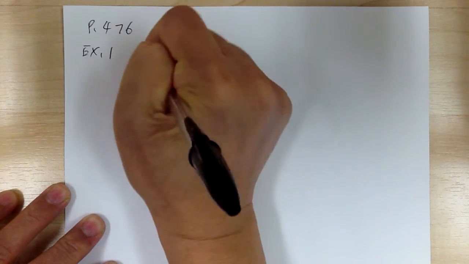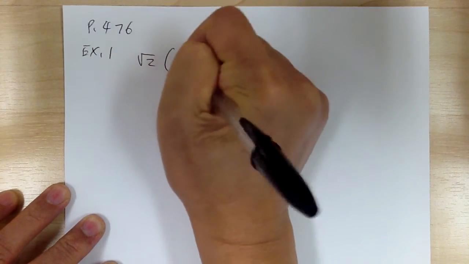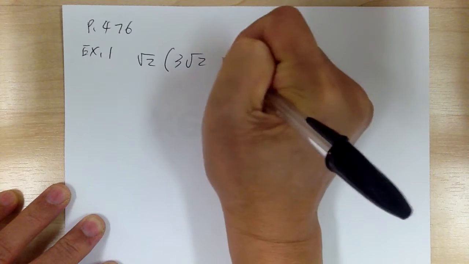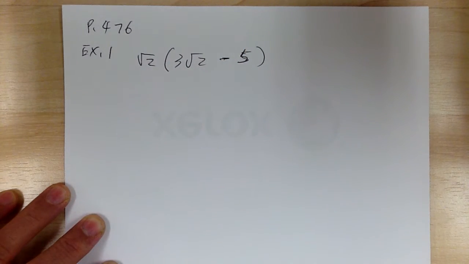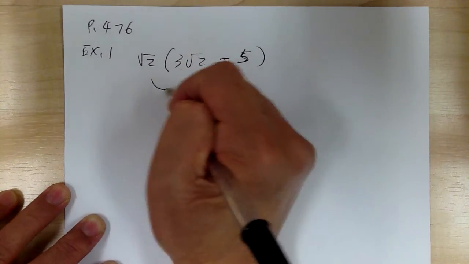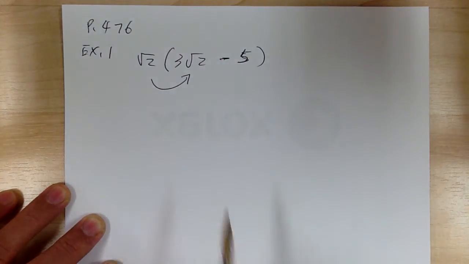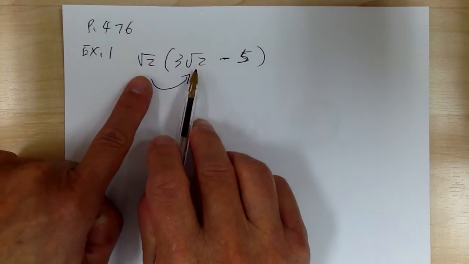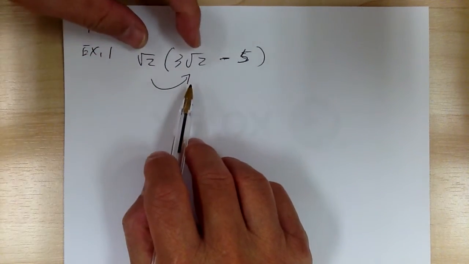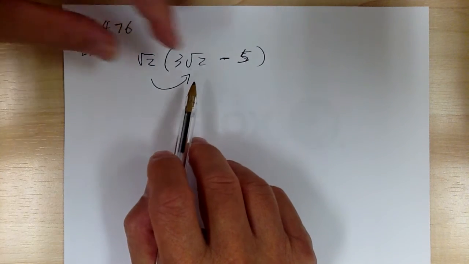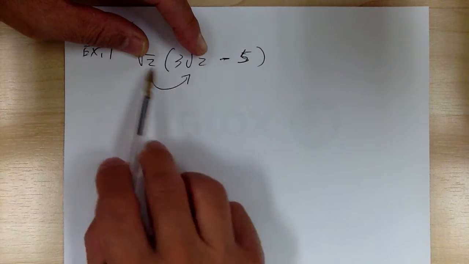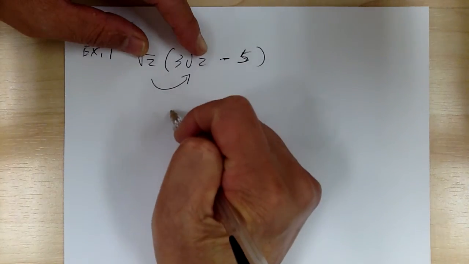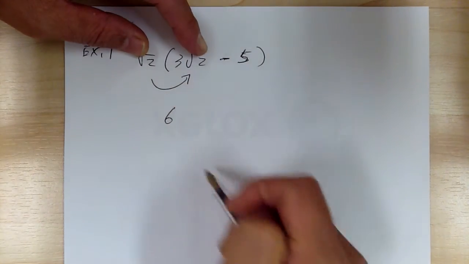You have the square root of 2 times 3 square root of 2 minus 5. To multiply multiple terms, you have to use the distributive property. So you're going to distribute. It would be easier if you multiply the square roots first. Using your fingers will help you. When you multiply, this will give you an integer 2. So integer 2 times 3 will give you 6. So multiply this first.